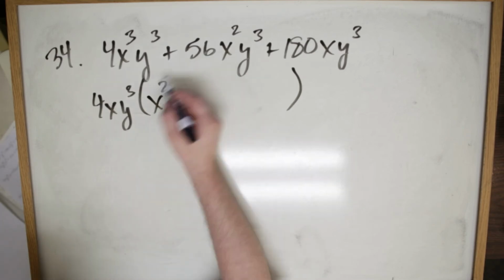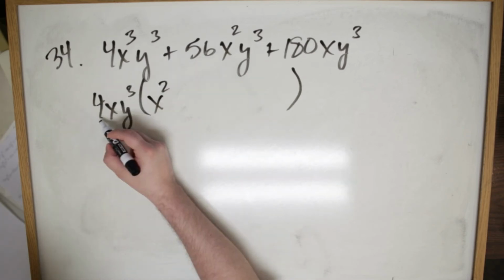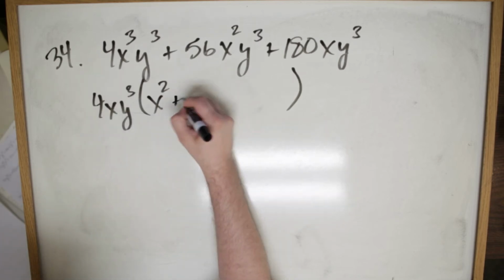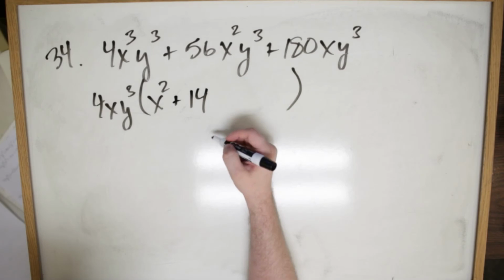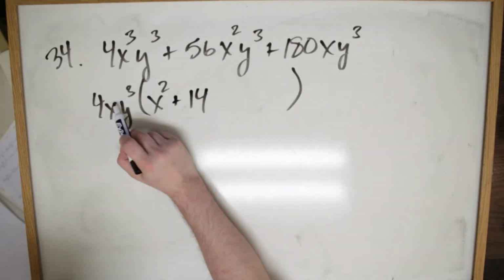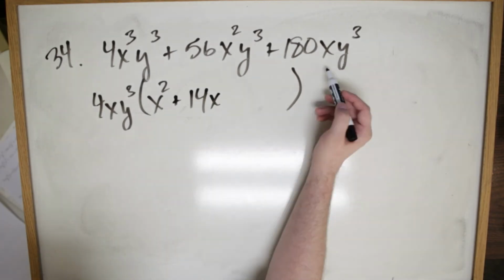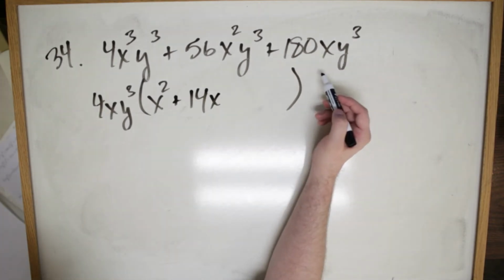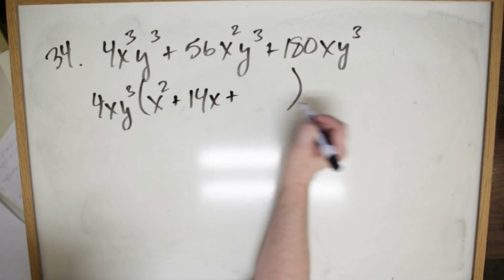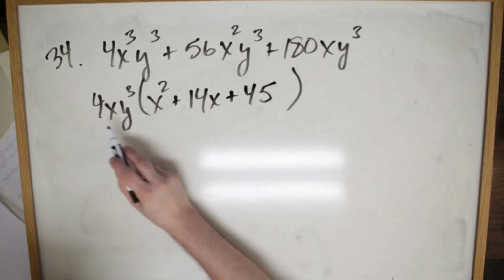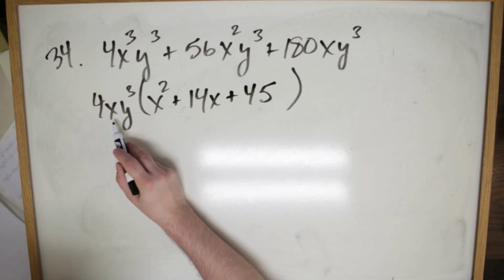56 divided by 4 is going to be 14. And it looks like we're missing an x. And then over here, this is going to be a 45. And both of these are actually pulled out in front as well. So, okay, here we go.